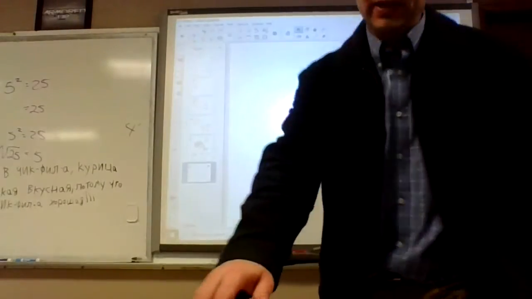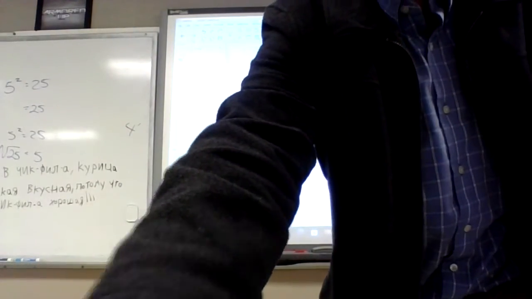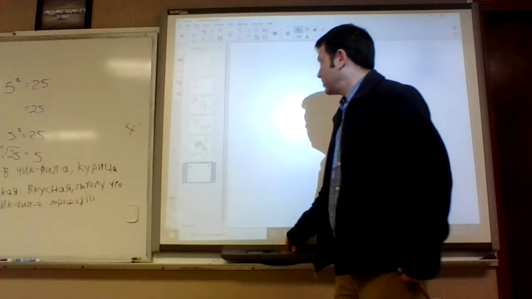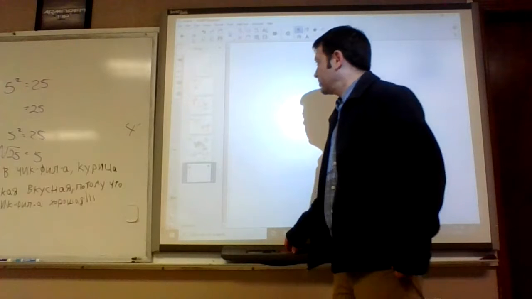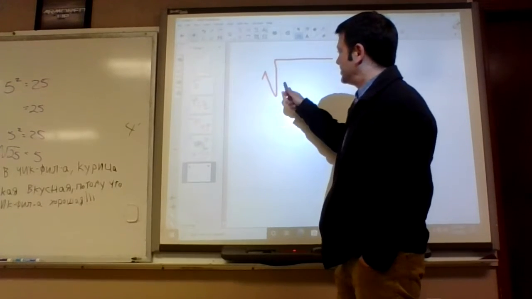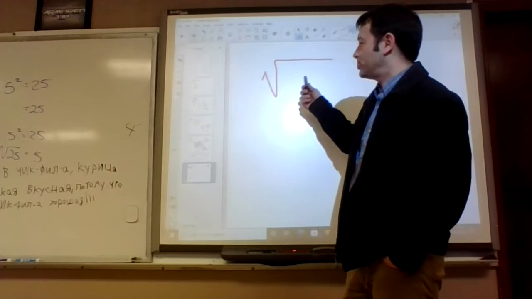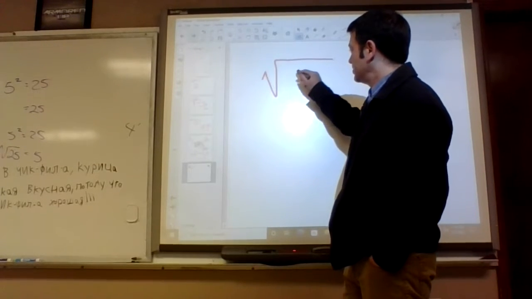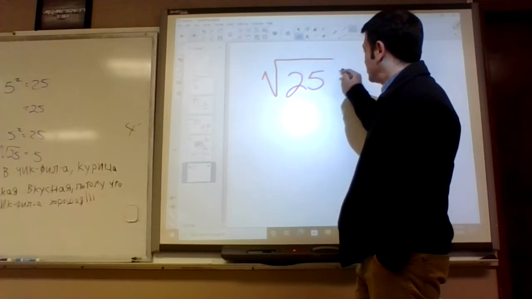Okay, so I said we're talking about radicals. So this symbol is a radical. Usually we say square root, right? But it's not just like what's the square root of 25? It doesn't mean 25 divided by 2. It means something squared, something times itself equals that number.